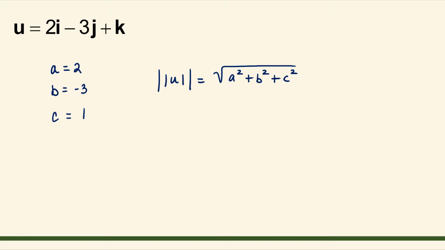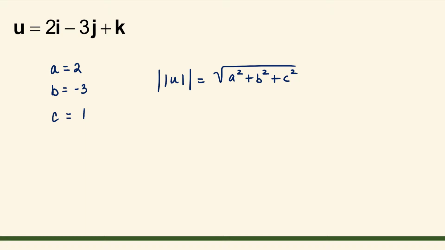We can see that a is equal to positive 2, b is equal to negative 3, and c is equal to positive 1. With our values of a, b, and c, we can now find the magnitude of vector u. We will use the formula that the magnitude of vector u will equal the square root of a squared plus b squared plus c squared.